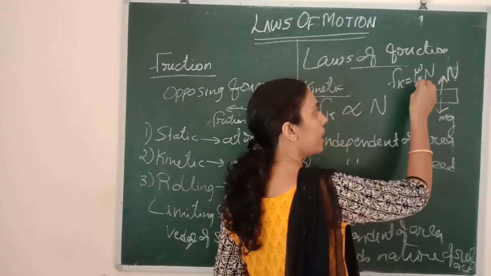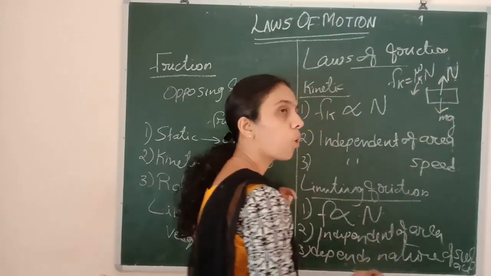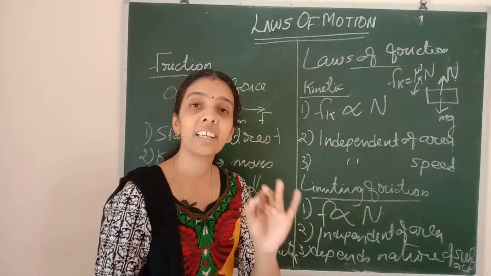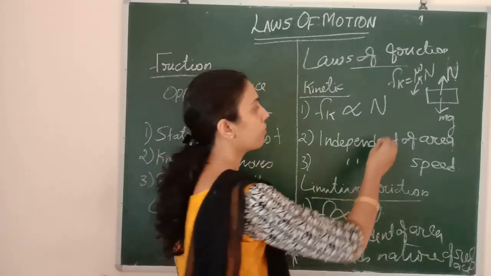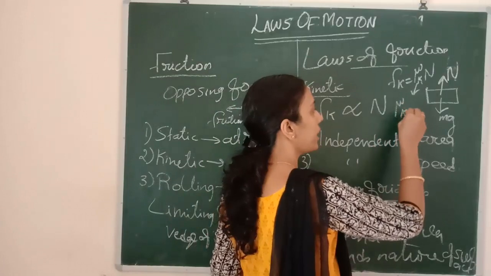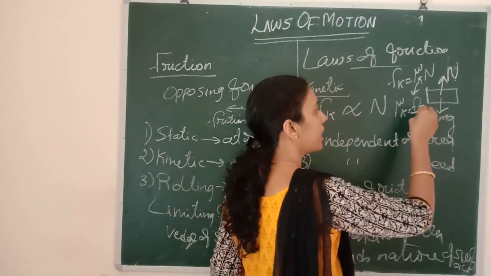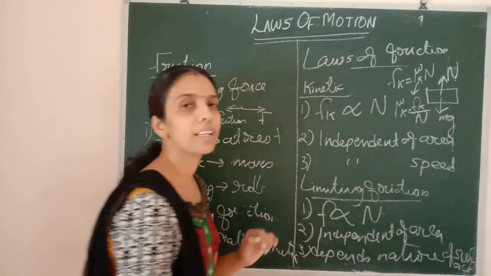What is this mu k? Mu k is called the coefficient of kinetic friction. Mu k equals the ratio of kinetic frictional force to the normal reaction.